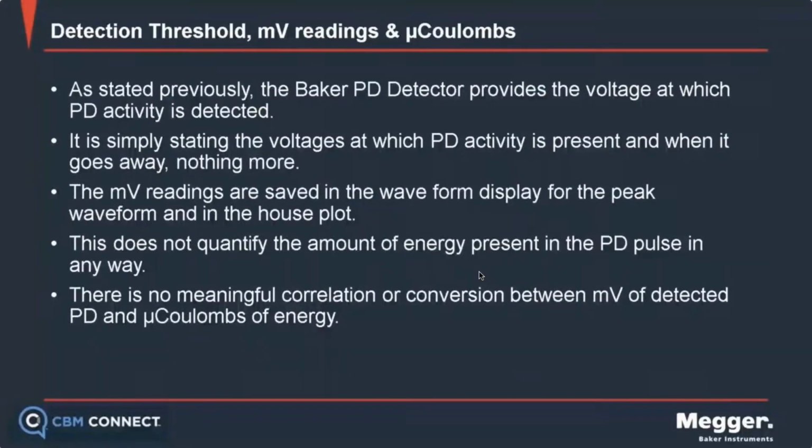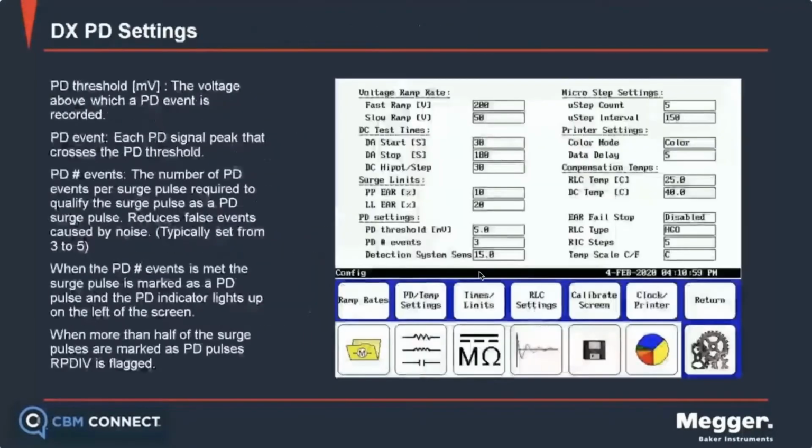So again, we don't quantify the energy present. Some equipment does, but that's why we represent our partial discharge signal in millivolts, not so much in the microcoulombs of energy that you might see some other equipment display. Okay, and just a brief glimpse into the guts of the tester, where in the settings we can adjust the threshold levels, adjust the events, and the detection system sensitivity is there as a reference to noise levels. So again, we understand kind of at the time of test where the noise levels were. Yeah, we've covered all those things.